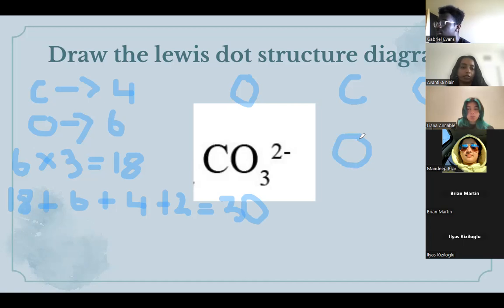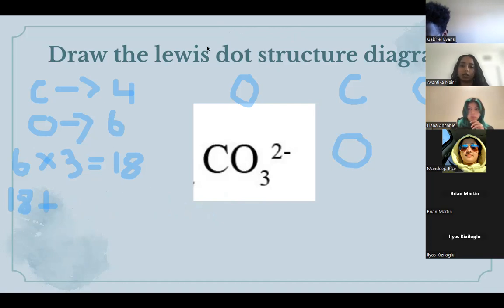Why did we have an extra 6? I'm a bit confused about it as well. Wouldn't it be 4 plus 6 times 3 plus 2? What about the oxygen though? Oh wait, yeah, no. 6 times 3 for oxygen plus 4 for carbon. Okay, you're right. I'm sorry, that was my bad. Let me just fix this real quick. So it's supposed to be 18 plus 4 plus 2.